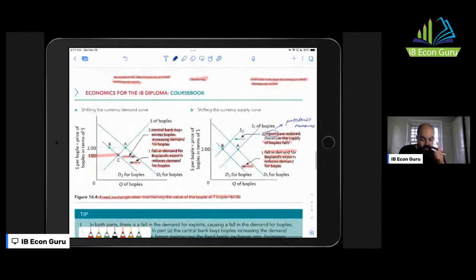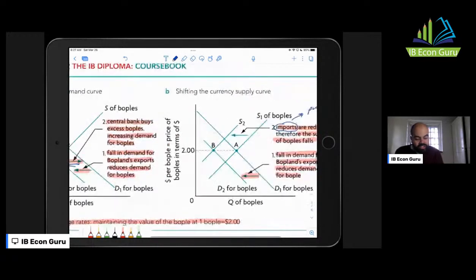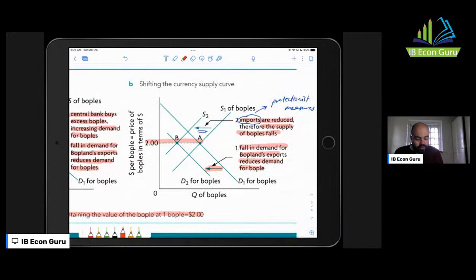The point is, if there's a decrease in demand for a currency, the central bank will offset that by either increasing the demand for the currency or decreasing the supply of the currency on the foreign exchange market to offset that. And this is what keeps the value fixed. That's the idea. Okay, so the central bank can either offset a decrease in demand for a currency by increasing the demand for the currency by buying excess Bopples, or the government could use protectionist measures to decrease the supply of the currency and reduce the domestic demand for imports.